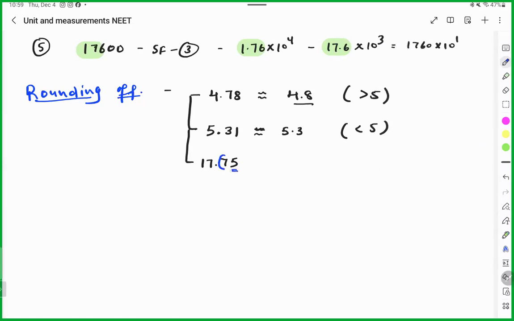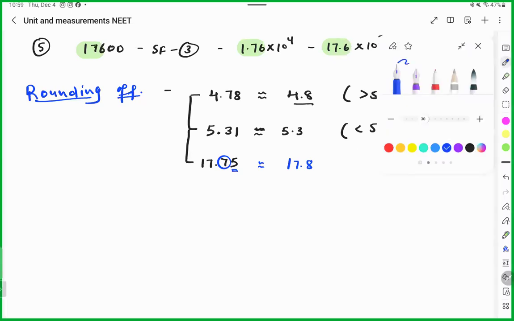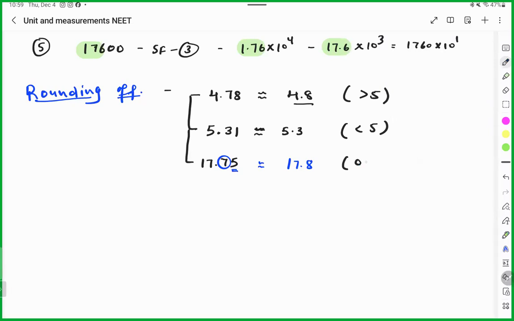So, if the previous one is odd, then it will increase by 1. 17.8, in case of an odd one. Before 5, if there is an odd number, then you will add 1. And if there is an even number, it will remain the same. Example, if you write 378.25. So 5 is the same, but you have an even digit before that. That's why it will be 378.2.